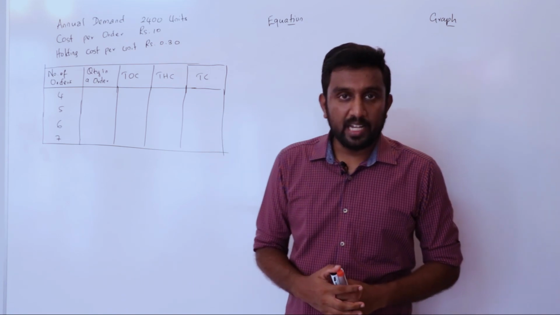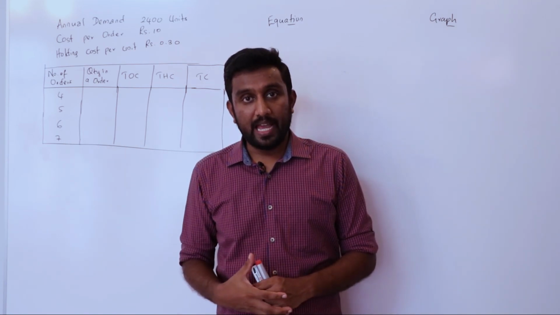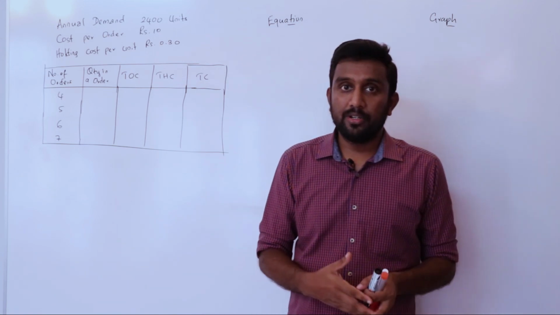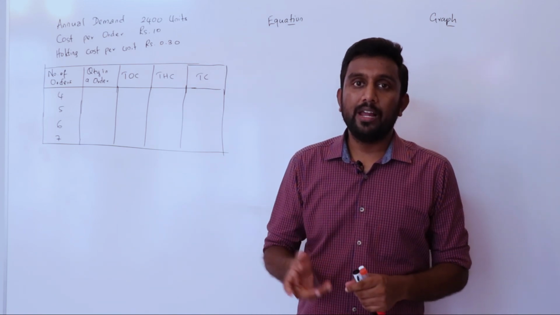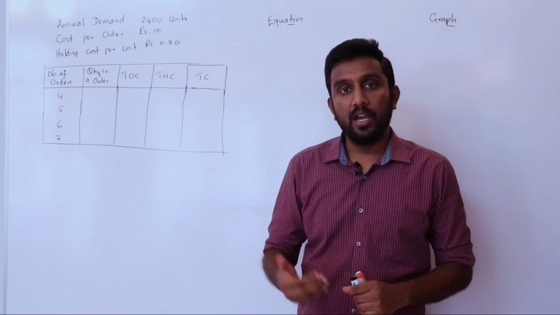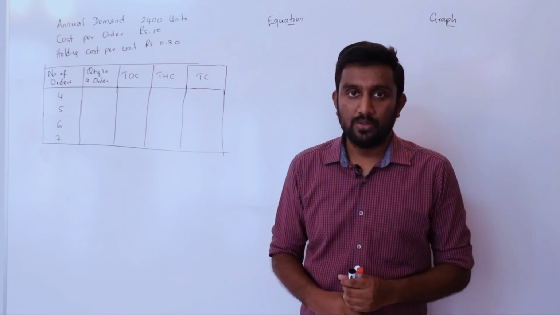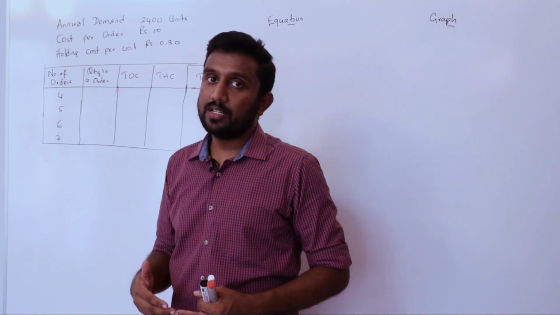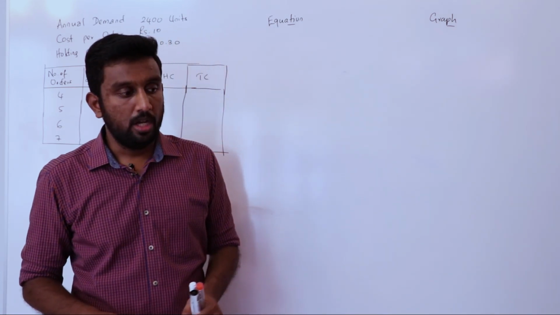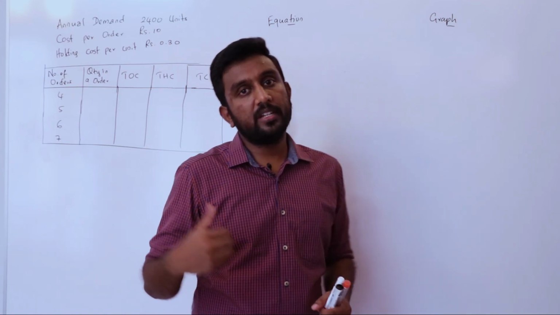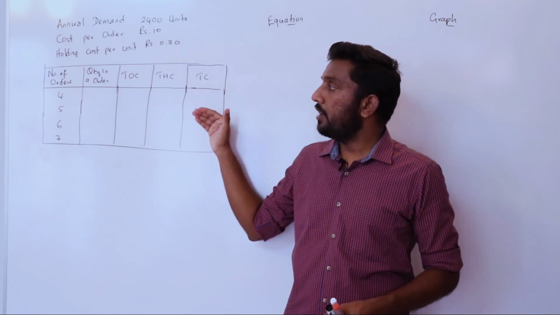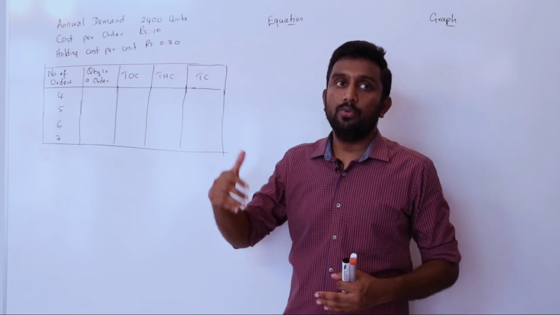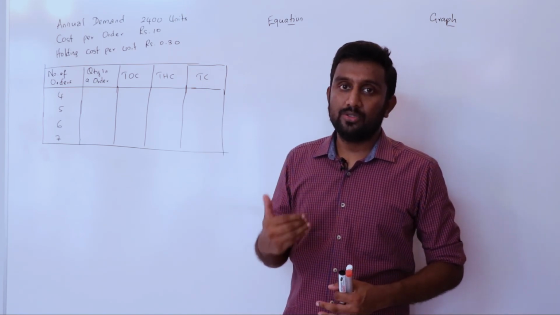So this is about economic order quantity. As per the example we had earlier, the company has recruited a management accountant to calculate the economic order quantity to find the least total cost. Total cost means the total ordering cost plus the total holding cost. To calculate that, the management accountant came up with this solution: fill the table and find the total cost, to get an idea about the least total cost.